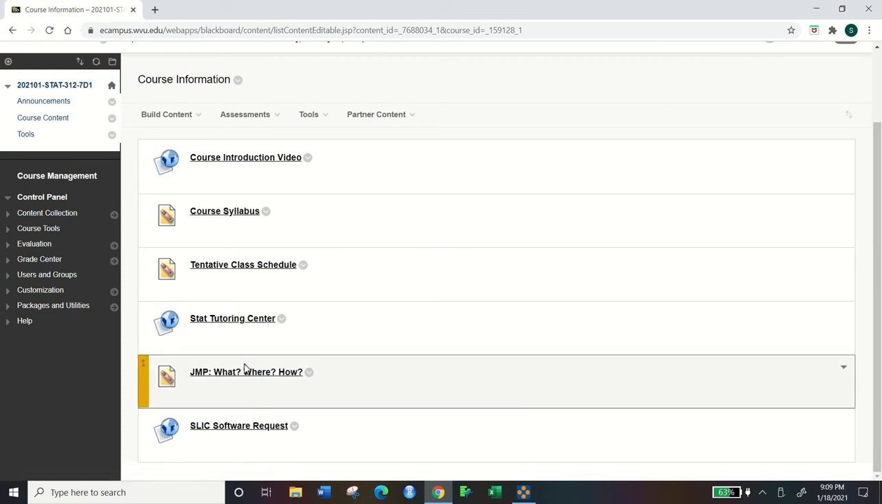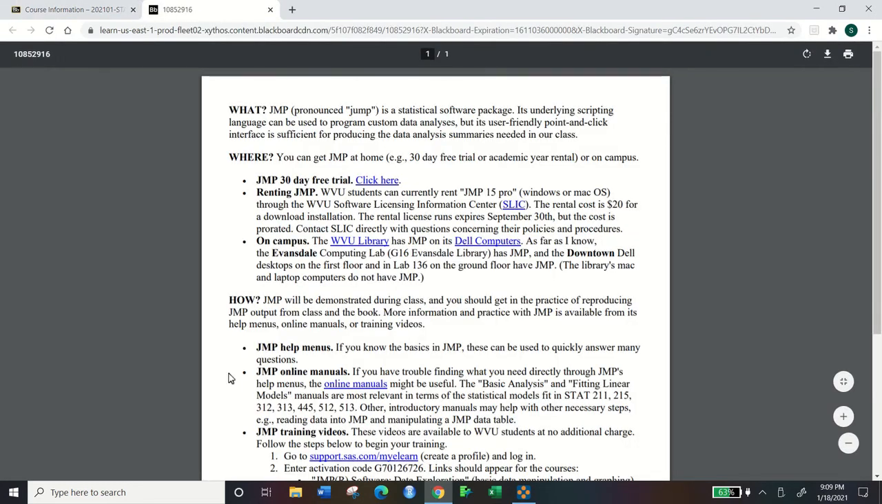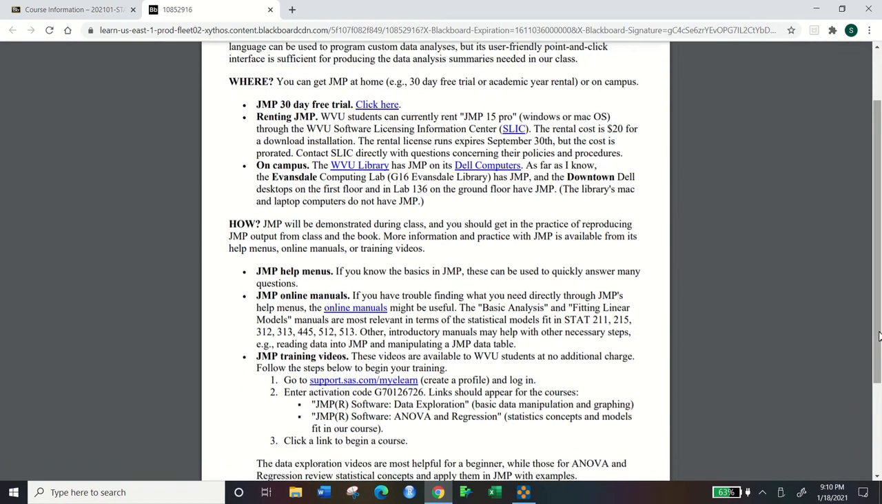Next, I want to talk to you about JMP. As I said in the course syllabus and under the announcements, you will need a statistical software called JMP. JMP is a statistical software package, and its underlying scripting language can be used to program custom data analysis, and it has a very user-friendly point-and-click interface. Using the SLIC, the Software Licensing Information Center of WVU, you can get JMP installed on your computer, which I highly recommend.